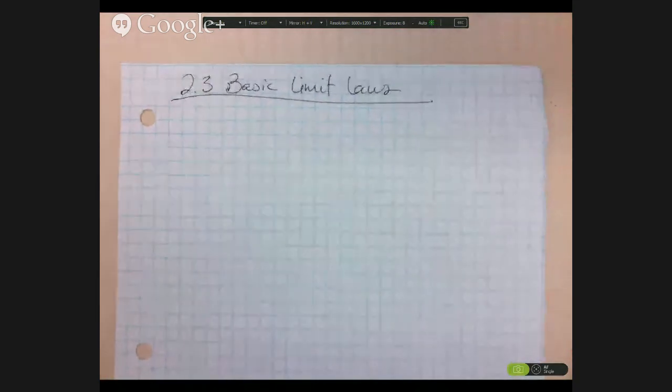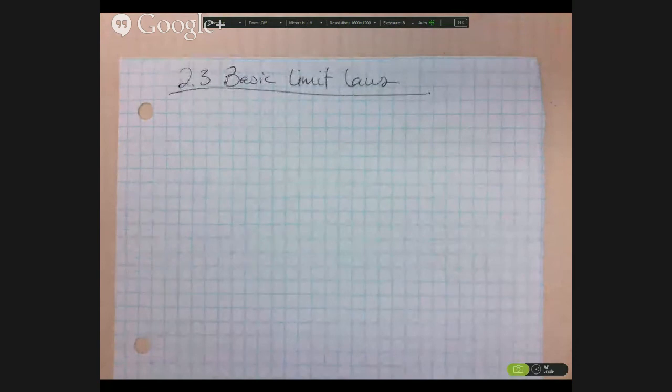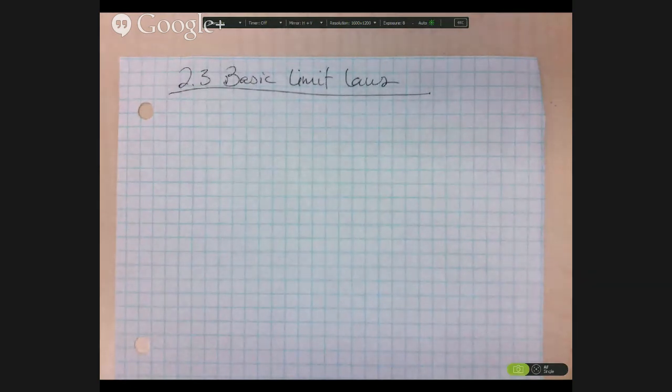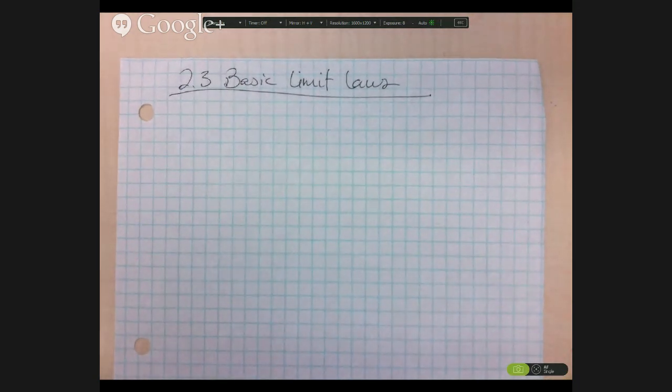2.3 Basic Limit Laws. With this section, we're basically just telling you what you can and can't do with limits. I think it's very straightforward if you understand limits. And basically, we're going through what you do when you have two items that are added, multiplied, subtracted, divided, etc.